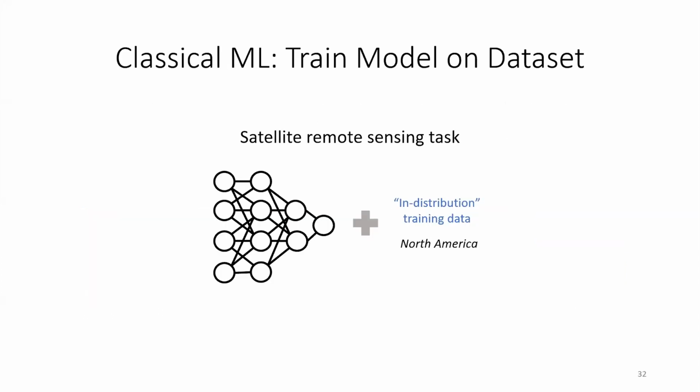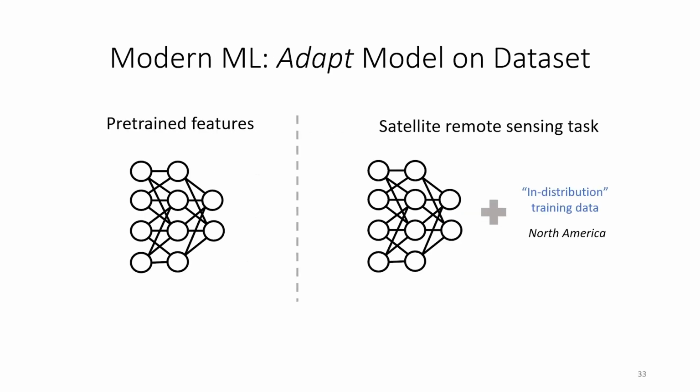So let's start with a motivating example of satellite remote sensing. In classical ML, we have training data from, say, North America, and we want to train a model on it, right? So we just train. But in the foundation models paradigm, we start with a pre-trained model, a foundation model, and we adapt it for our task. And this leads to much higher accuracy. So that's why we do this.